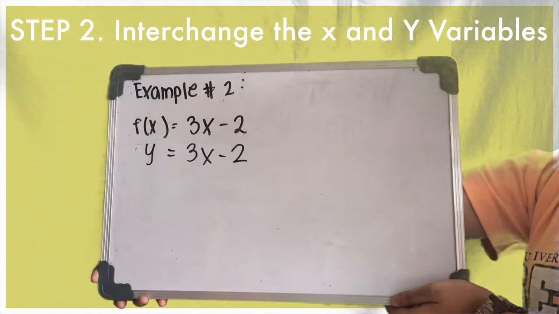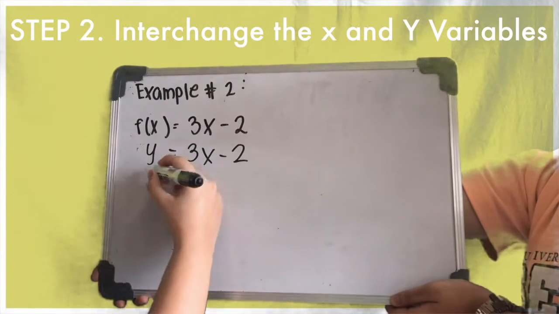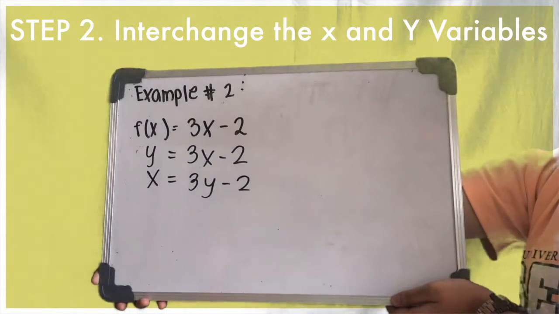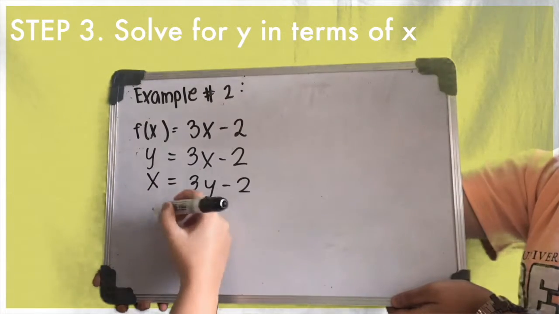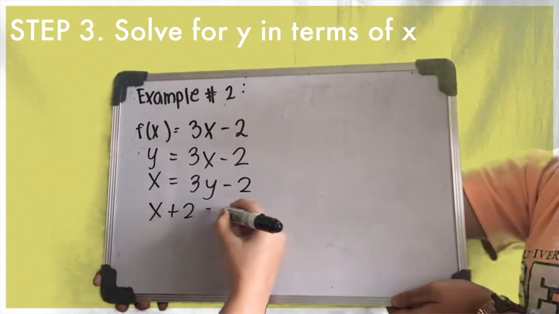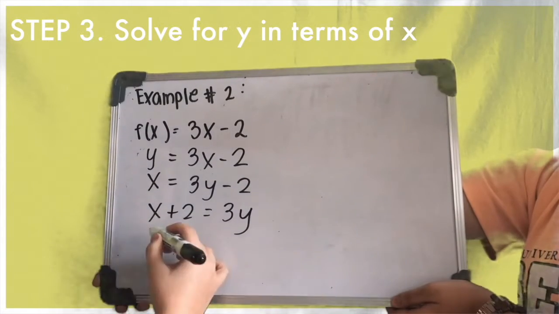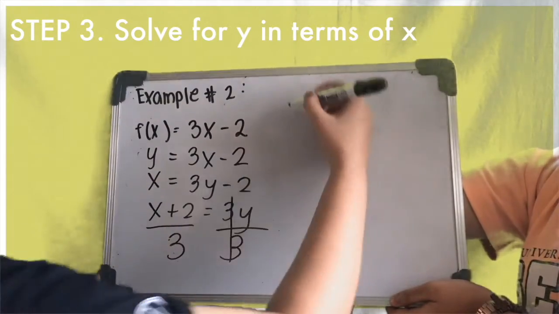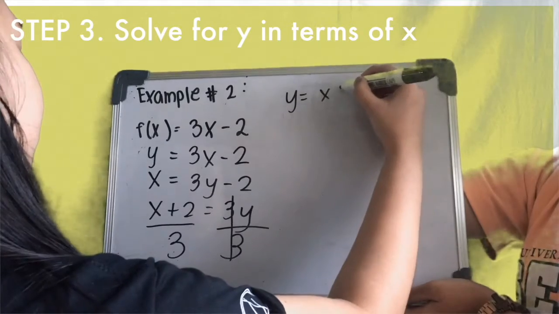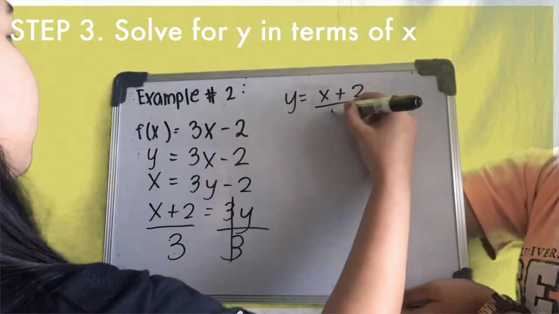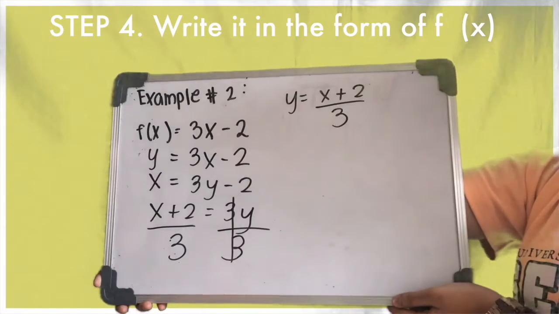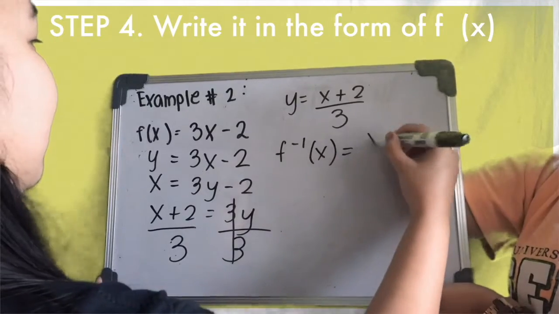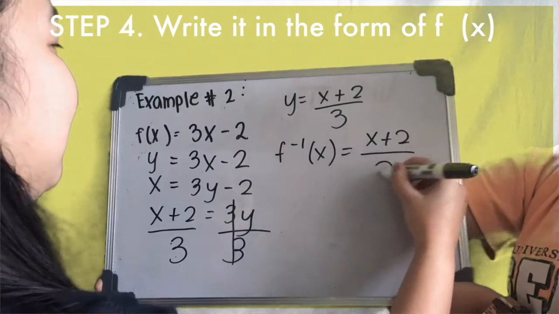The next thing to do is to interchange the x and y variables. And then, we solve for y in terms of x. Then we divide both sides by 3. The last step is to rewrite y as f raised to -1 of x. And then we have our final answer.